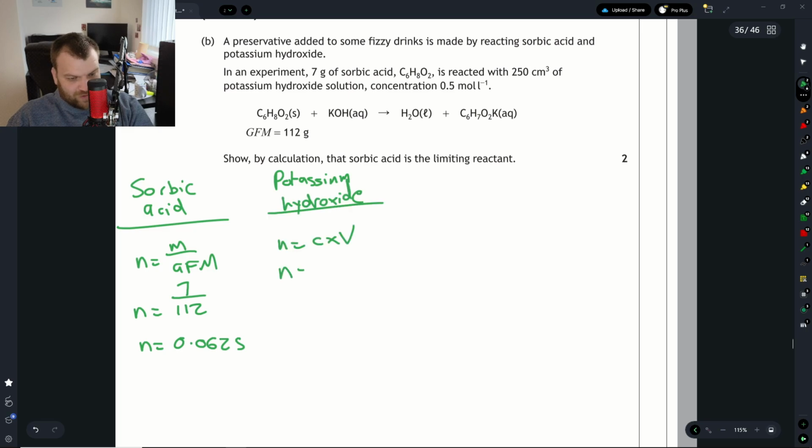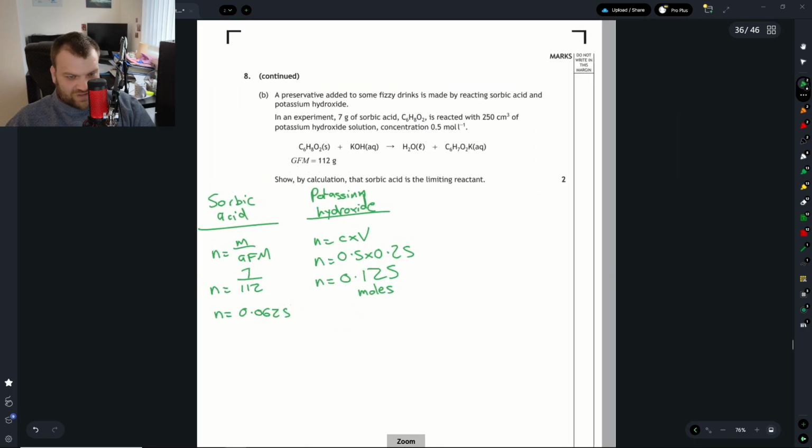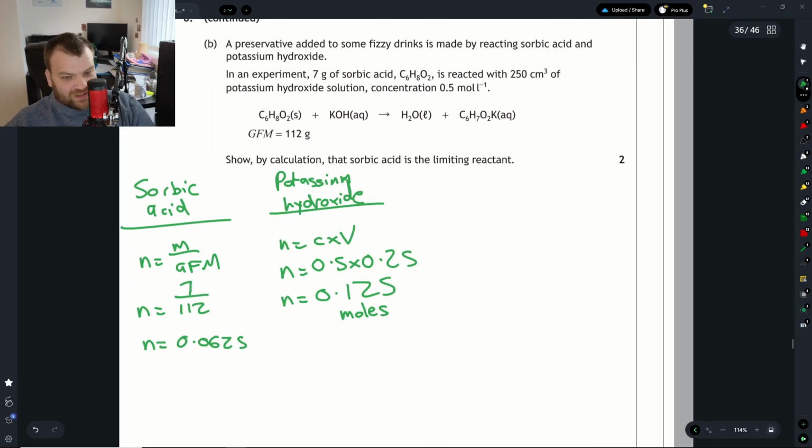Turn your volume into litres by dividing by 1,000. And then half of 0.25 will be 0.125 moles. Next, it's important that we think about the molar ratio. If you don't consider the molar ratio, there's a risk that we pick the wrong chemical as our limiting factor. It is a 1-to-1 ratio.